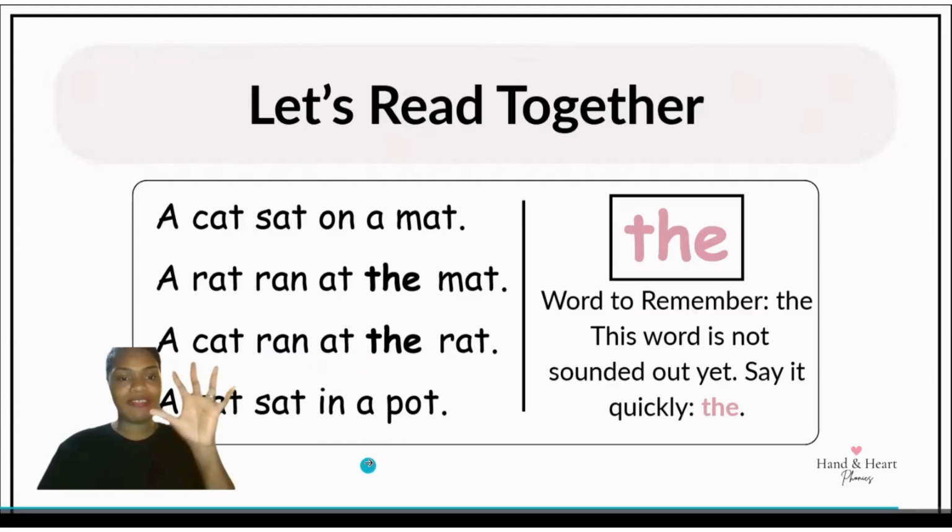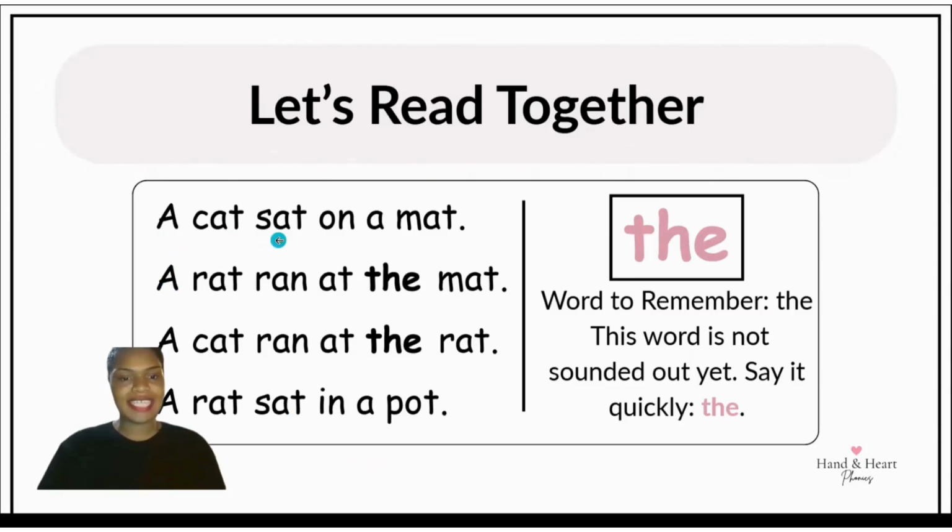Let's go ahead and read the entire passage together. Get ready. A cat sat on a mat. A rat ran at the mat. A cat ran at the rat. A rat sat in a pot. One more time, and then I want you to go pause the video and read it on your own.